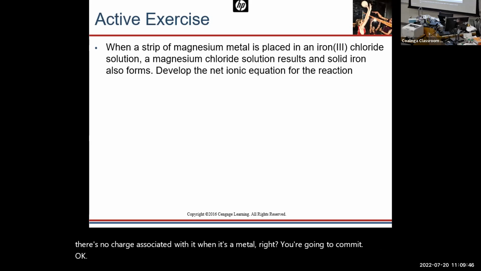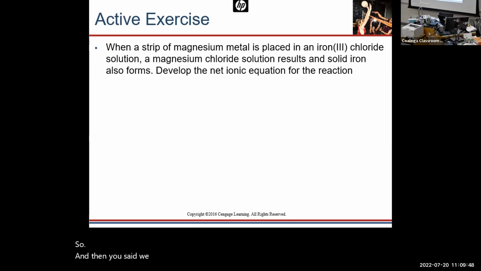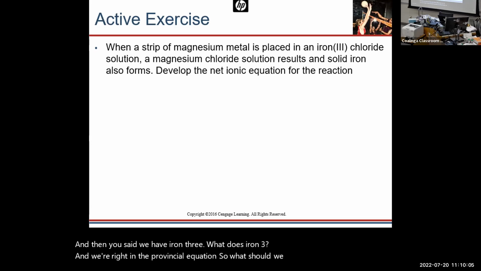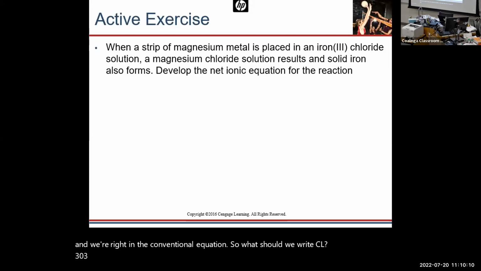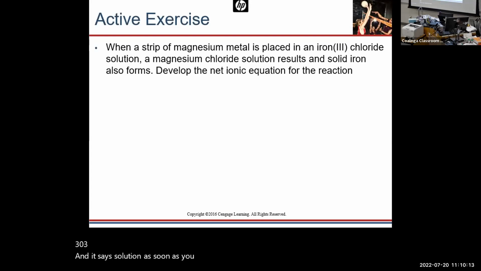And then you said we have iron 3. What is iron 3 chloride? Fe, Cl3. If we're writing the conventional equation, it's FeCl3. And it says solution. As soon as you see solution, you should say aqueous. And on the other side, we're making magnesium chloride.